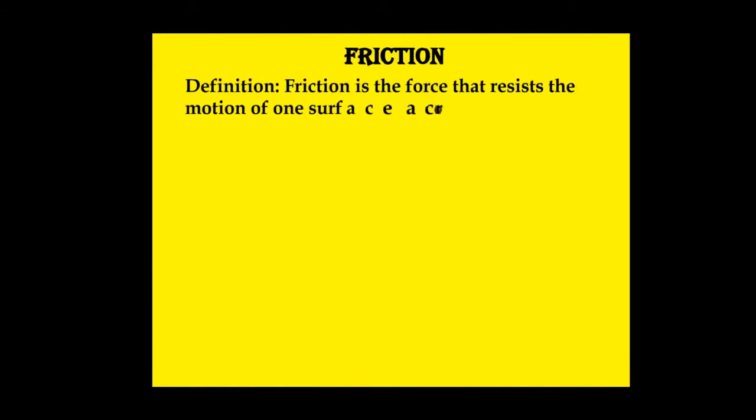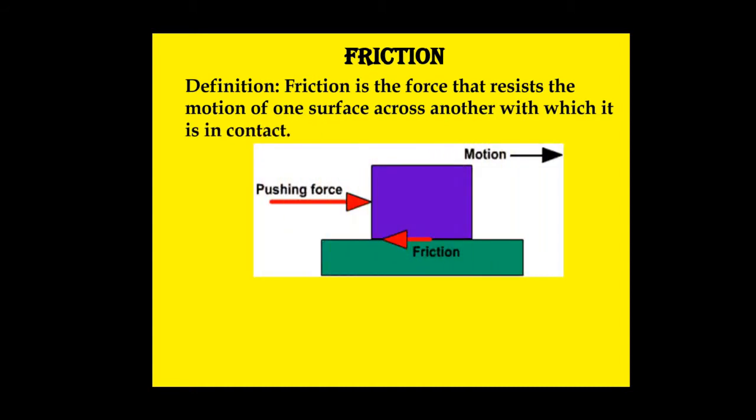Today I am going to explain about friction. Look at the definition. Friction is the force that resists the motion of one surface across another with which it is in contact. Look at the picture. When we are applying force on the object, friction always tries to resist the motion and it always works in the opposite direction of the motion.